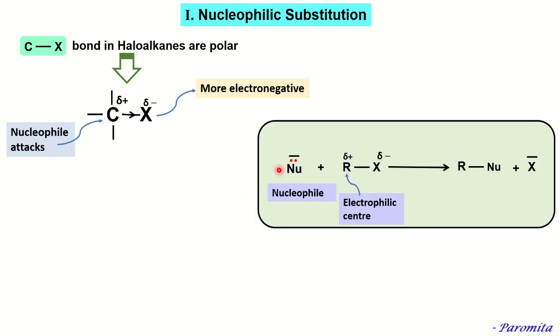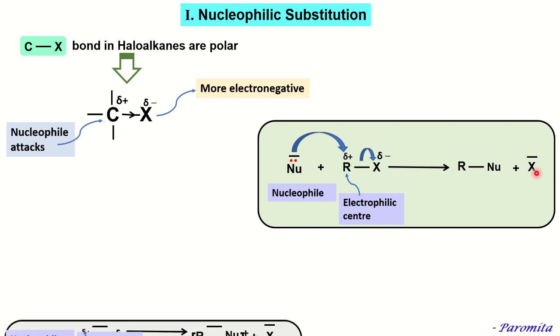Here, a negatively charged nucleophile attacks the electrophilic center of alkyl halides to yield R-Nu. Now, this nucleophile attacks this electrophilic center and R-X bond is broken. So, this is bond making and this one is bond breaking. So, here X is substituted by Nu. X minus is the leaving nucleophile.